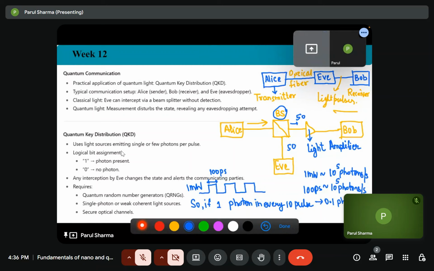So by using the quantum random number generators, single photon or weak coherent light sources, we will secure our optical channel so that if Eve eavesdrops the message, we can predict it.